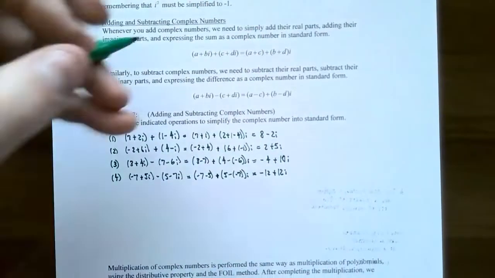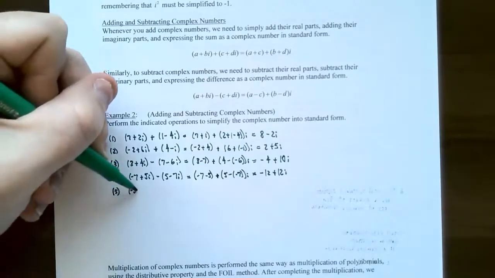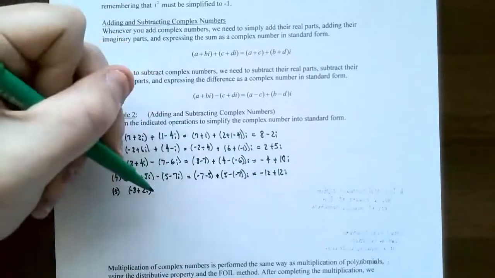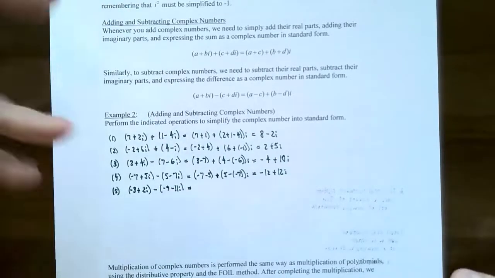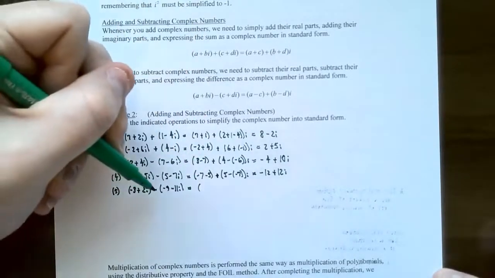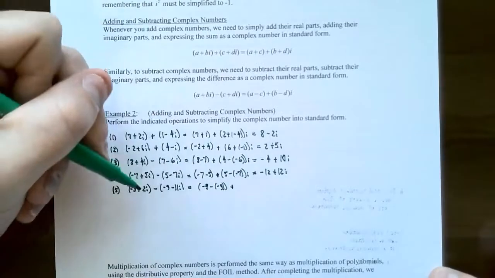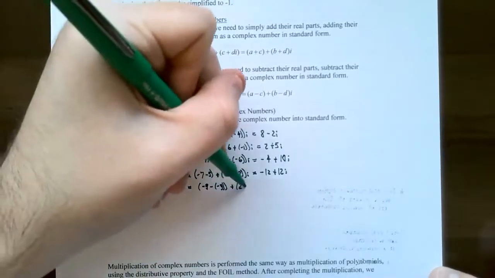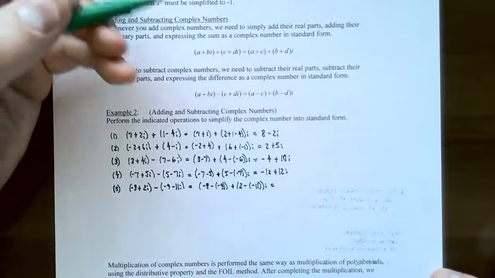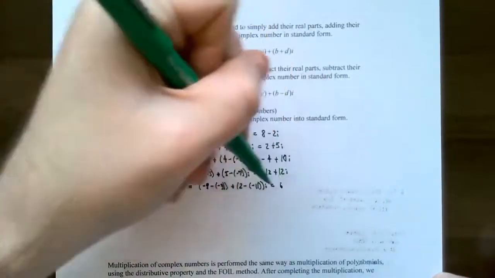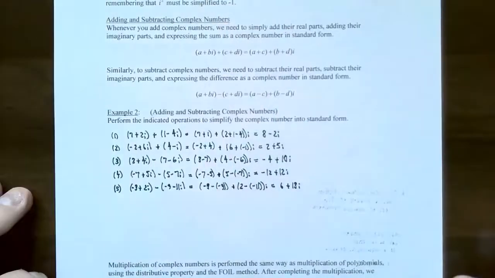Okay, number 5. Negative 3 plus 2i subtract negative 9 subtract 11i. So this one works the same way. The real part is negative 3 minus negative 9, plus the imaginary part, which would be 2 subtract negative 11, times i. So now just be very careful with the signs. Negative 3 plus 9 is 6. 2 minus negative 11 is really 2 plus 11. So 6 plus 13i.